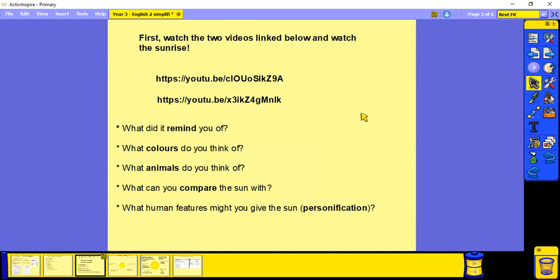So let's have a look then. What did it remind you of? When you saw the sun coming up, what sort of things did it remind you of? What colours did you think of? What animals did you think of? What can you compare the sun with? And what human features might you give the sun? Coming back to that personification. You might want to watch those two videos again with those questions in mind. I have watched them a few times, they are that good.